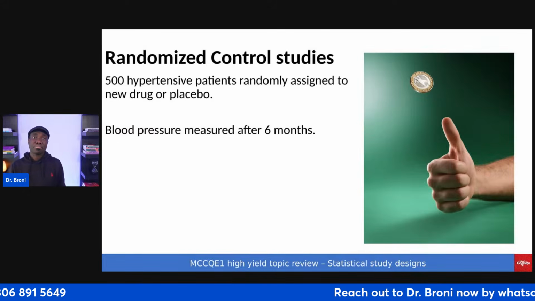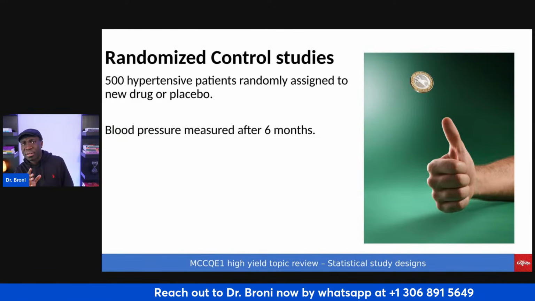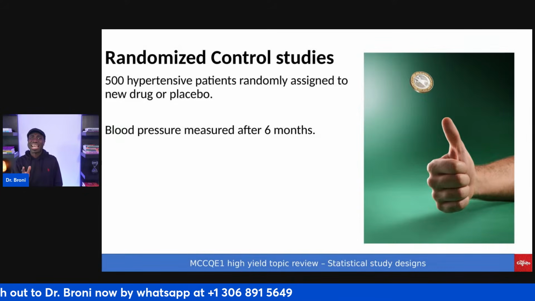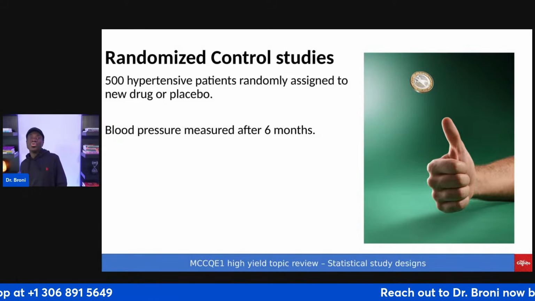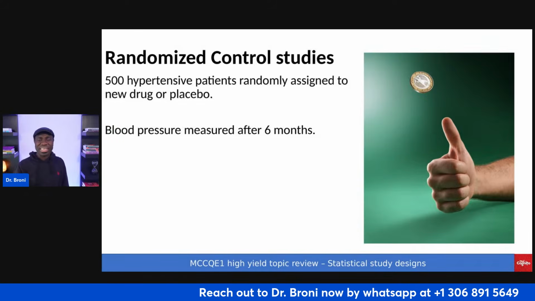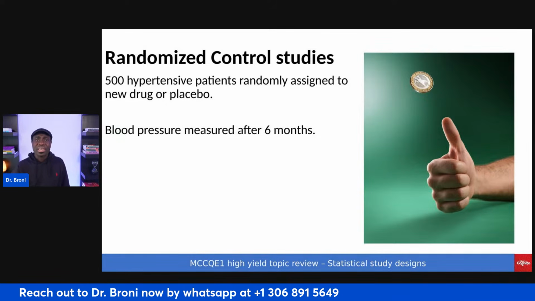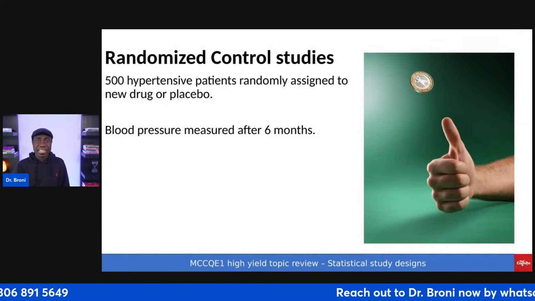Okay, good. So, what's an example of a randomized control trial? For example, you have 500 hypertensive patients randomly assigned to a new drug or a placebo. Then you check their blood pressure at 6 months, and you monitor, and you ask yourself, is there any difference in the way these people reacted to these medications? Okay? Yeah. So doctors, are we good?